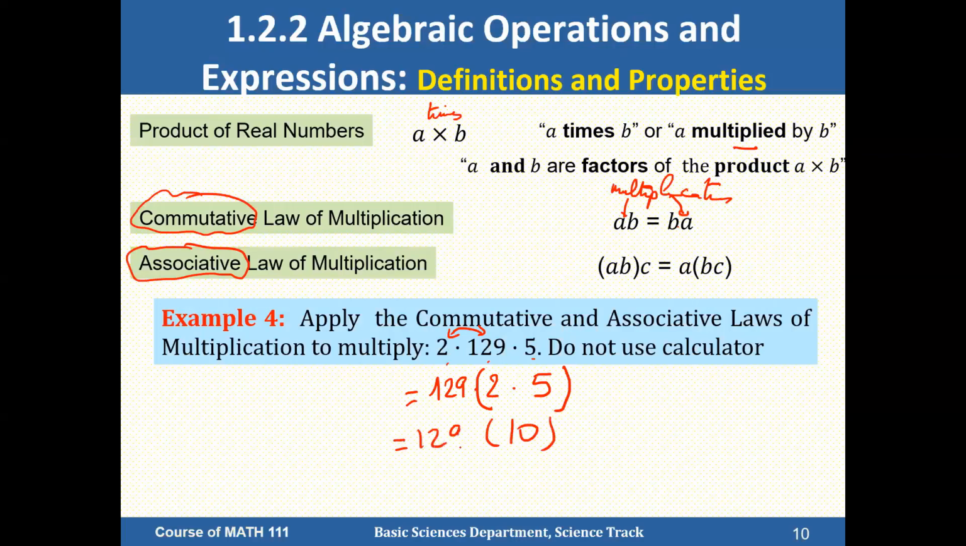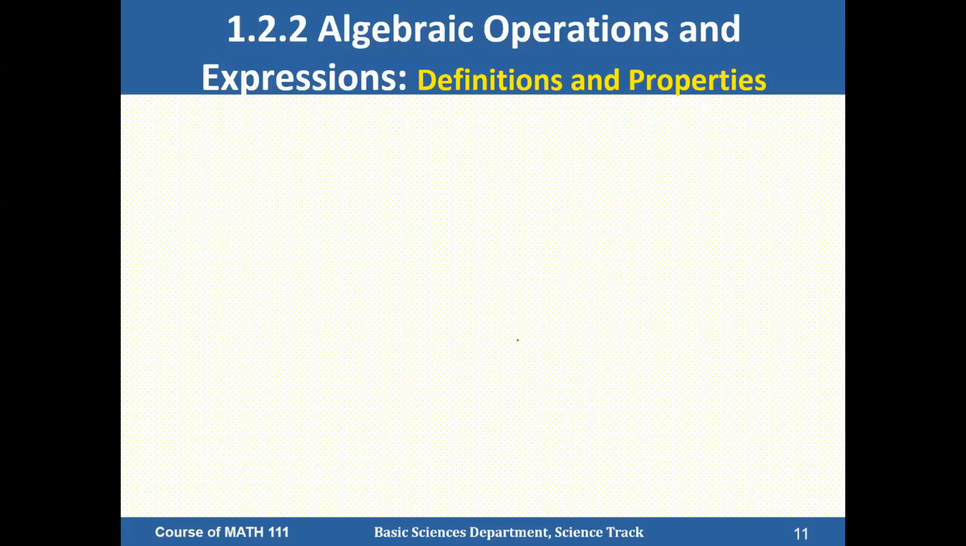And 129 by 10 is 1290. So thanks to the properties of multiplication, commutative and associative, we can easily calculate this product. Okay? So this is just to illustrate the properties of the multiplication.